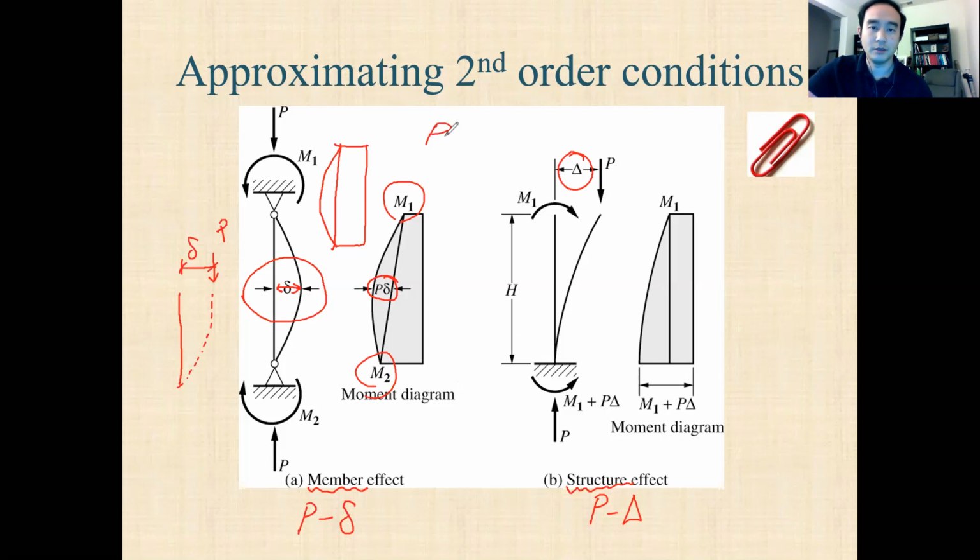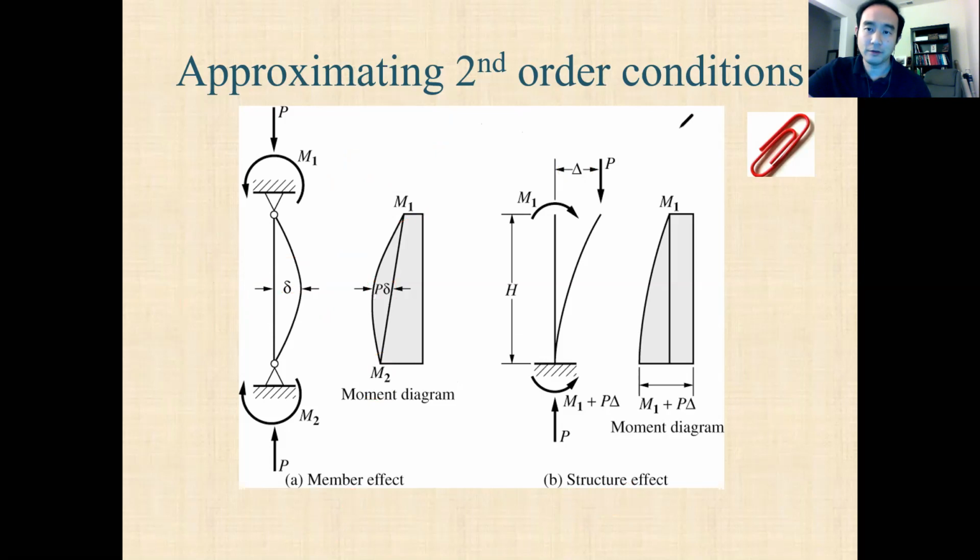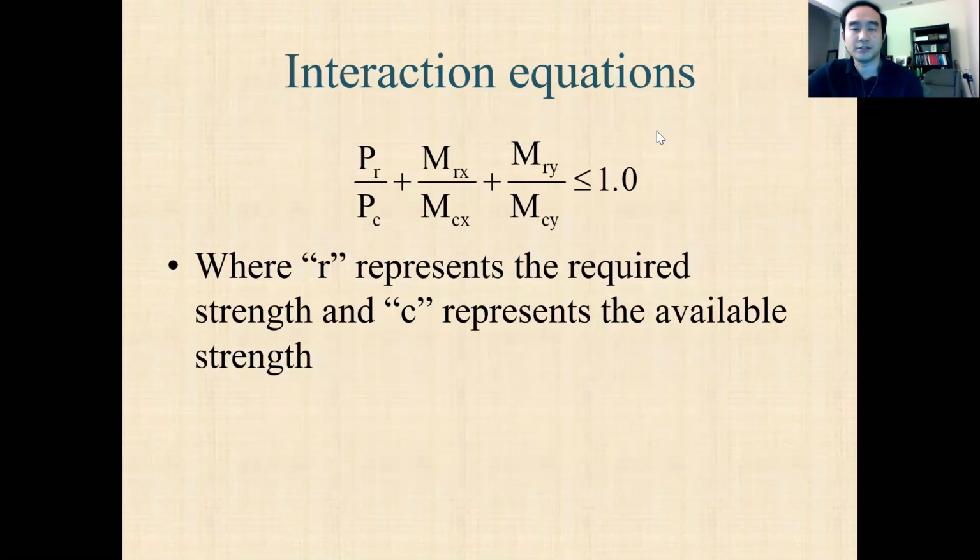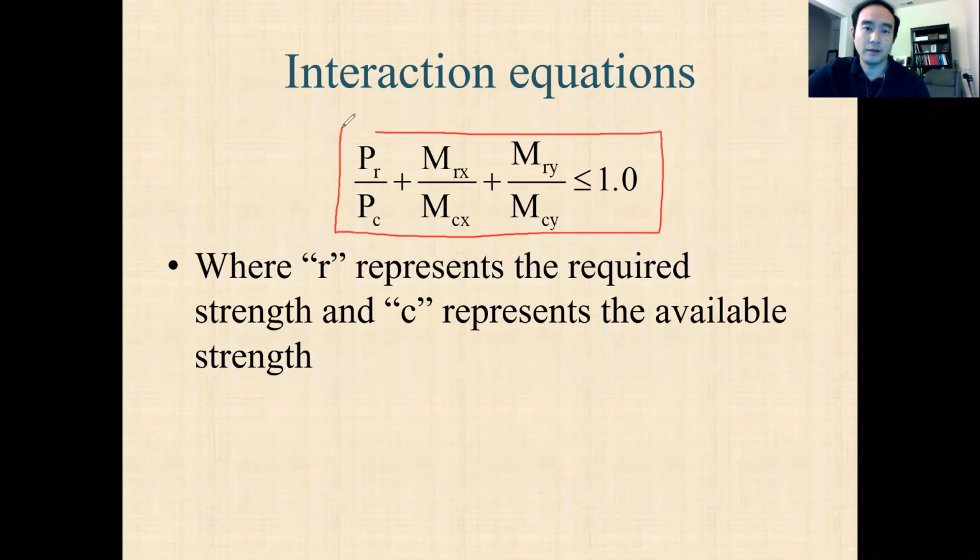So either P-delta, that combines both P-delta lowercase and P-Delta capital. Okay, so we have to include these P-delta second order effects in our consideration. So this is the final equation that we're going to use in the analysis and design of the combined loading for beam column. So this is kind of a basic equation.